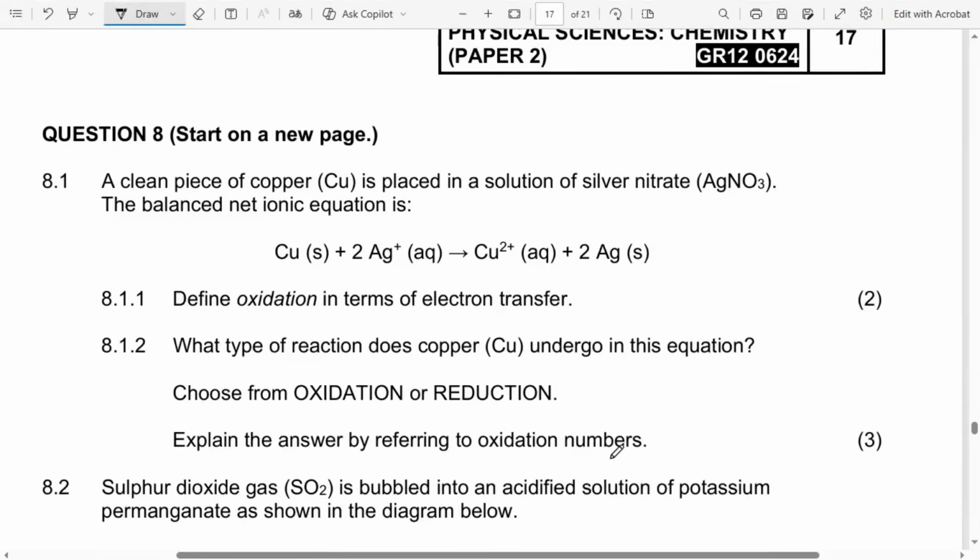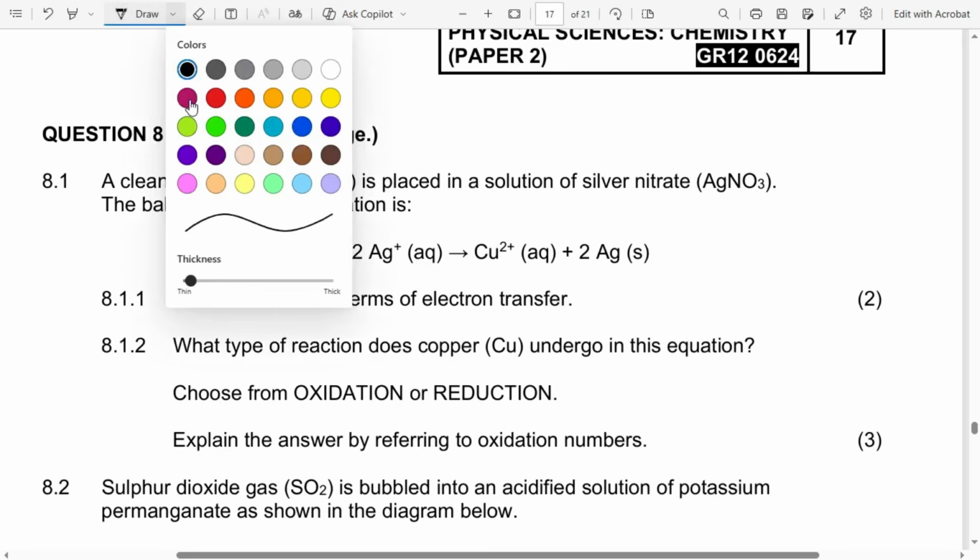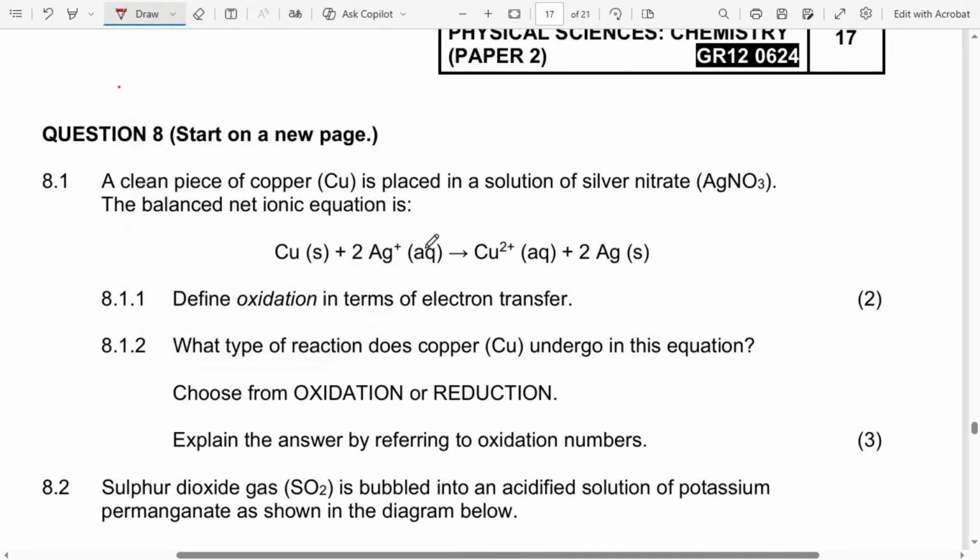My children, my Africa. Let me help you guys out to answer this one very quickly. So on this question 8, we have a clean piece of copper, and they say it is placed in a solution of silver nitrate. Okay, the balanced net ionic equation is given. We can see that the first question wants you to define oxidation in terms of electron transfer. So oxidation, it's loss of electrons, right?